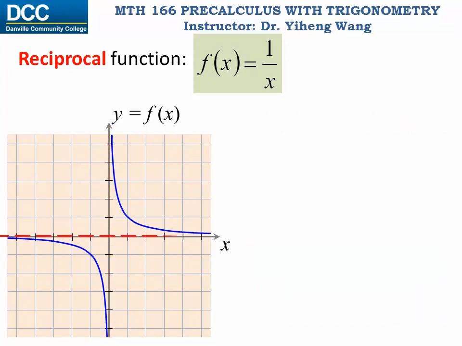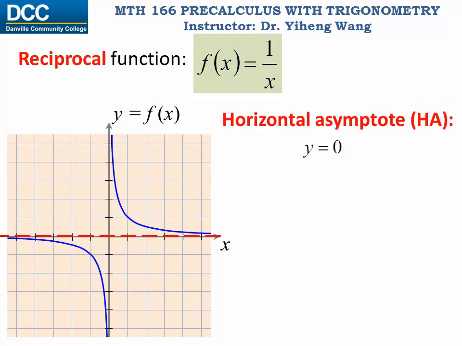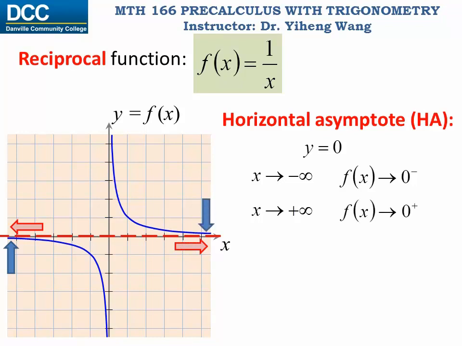And there is also a horizontal line that this graph is trying to approach but will never reach. This is known as the horizontal asymptote for this function. For this particular example, the equation of this horizontal line is y equals 0, or the x-axis. When x approaches negative infinity, the function value approaches 0. The negative sign means that the function value is approaching 0 from below. And when x approaches positive infinity, the function value approaches 0 from above.